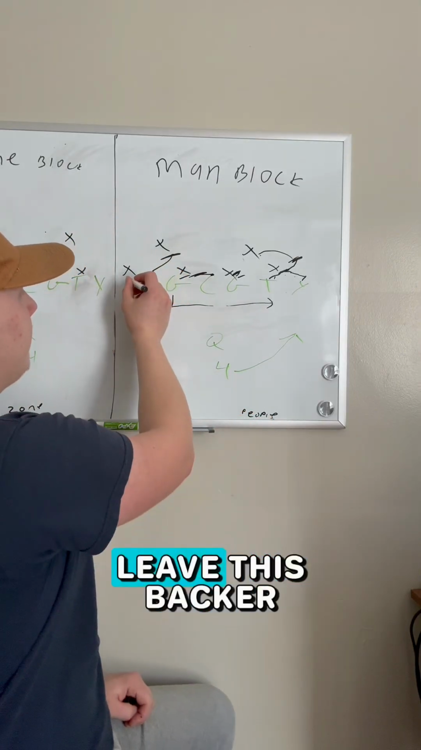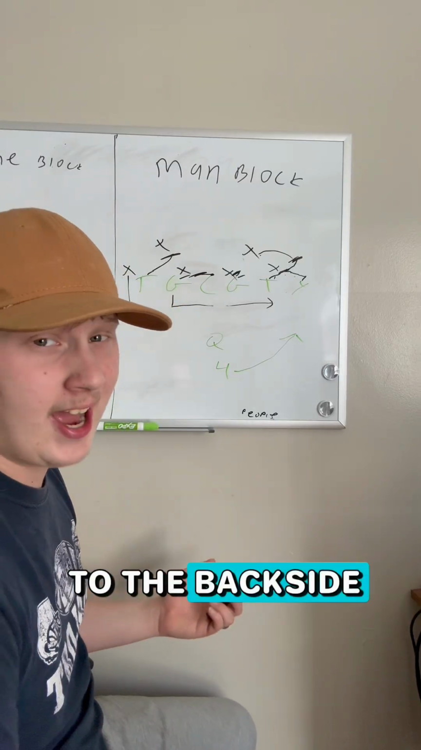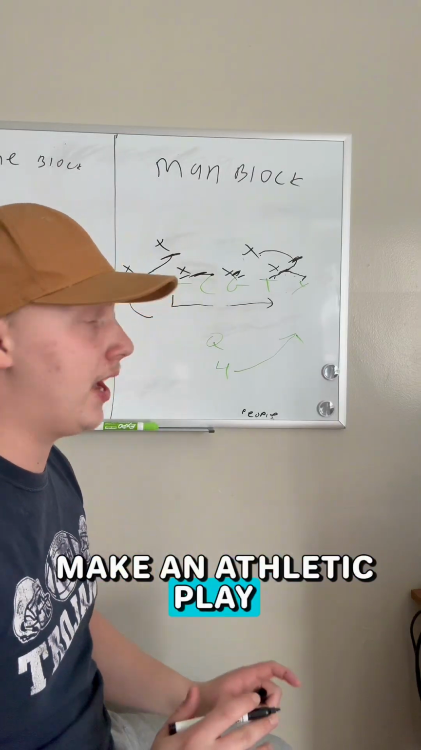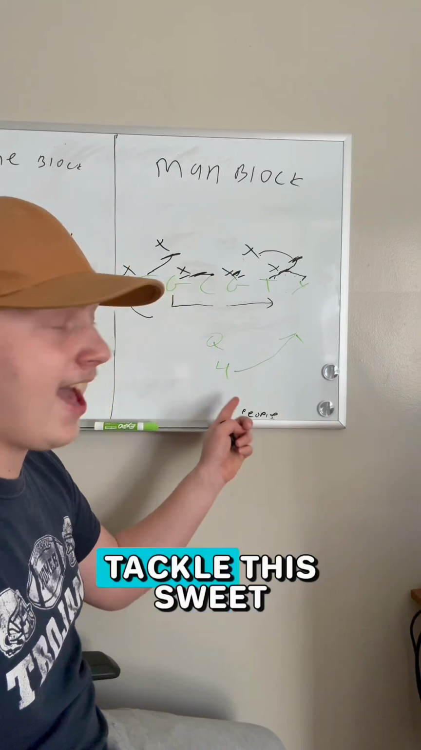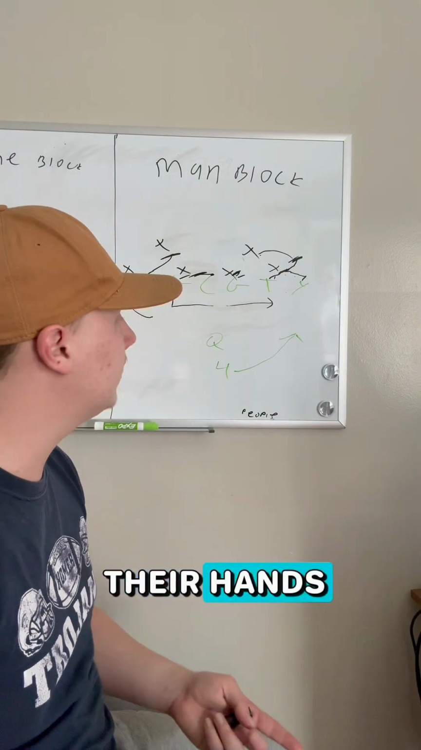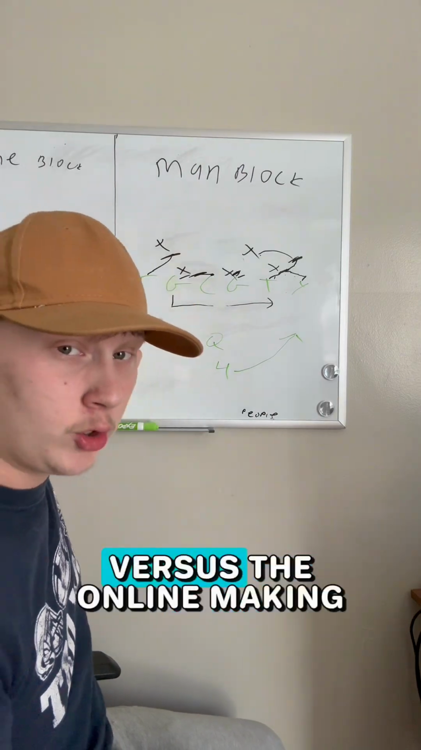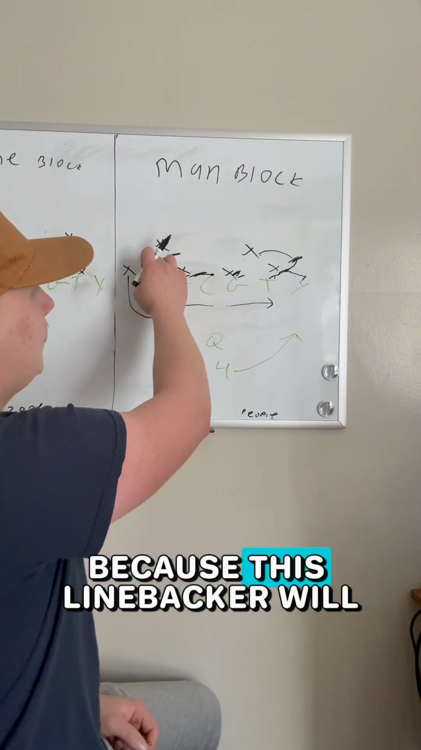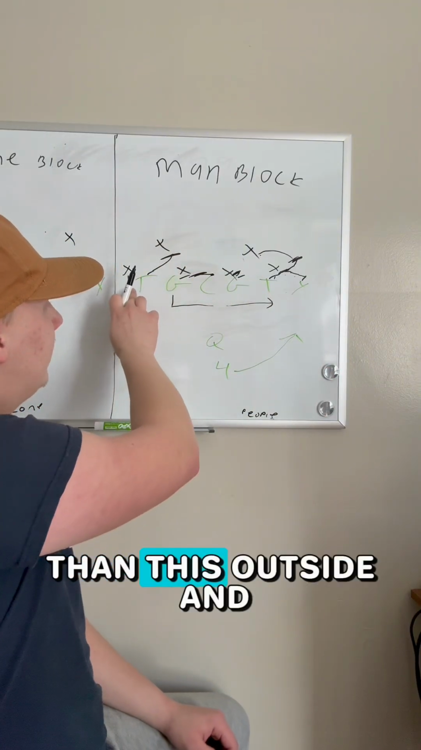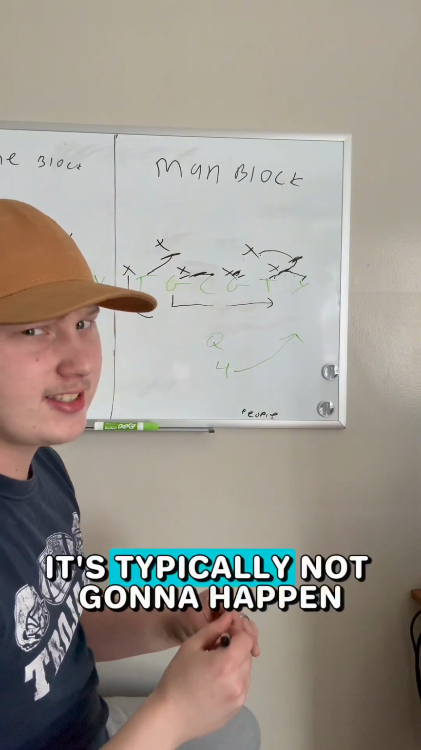And we usually just leave this backer because he's really not going to cause any damage to the backside. And as coaches, we'll take that. If this guy can make an athletic play and come all the way across field and tackle this sweep, then our quarterback's not getting the ball fast enough out of their hands, and this back is not getting to the spots fast enough. So we'll take that versus the O-line making the mistakes because this linebacker will cause way more damage coming all the way across field than this outside end blowing it up from the backfield. It's typically not going to happen.